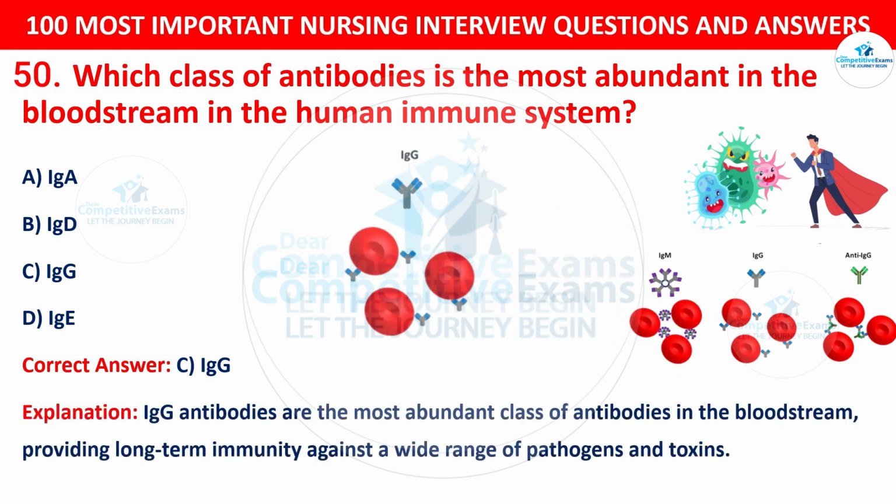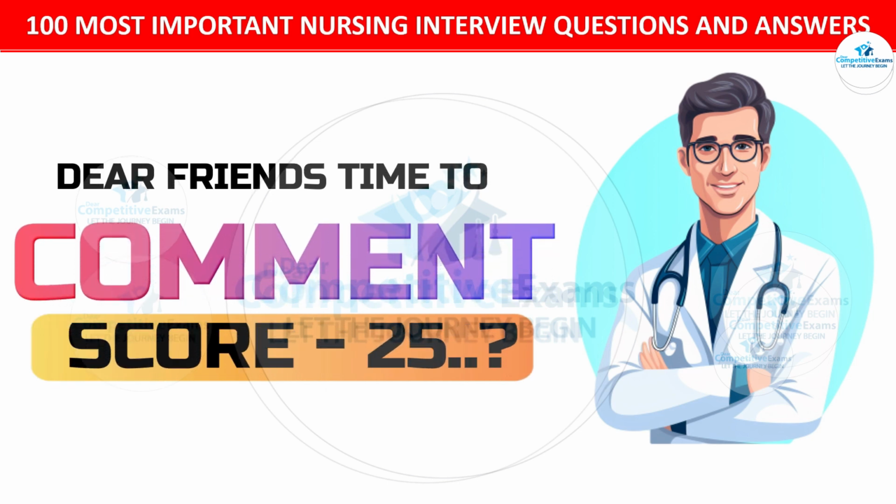IgG antibodies are the most abundant class of antibodies in the bloodstream, providing long-term immunity against a wide range of pathogens and toxins.